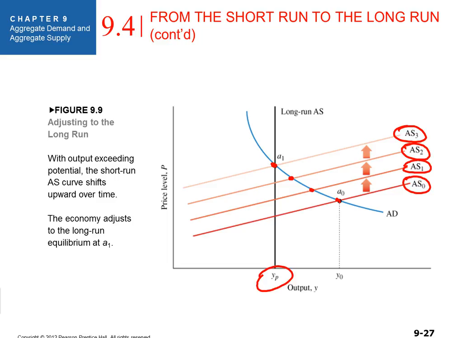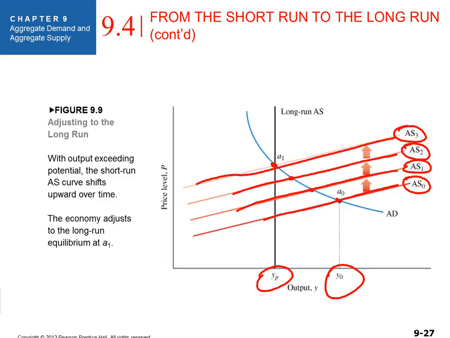So what this shows is that in the short run, we can be beyond full employment. But in the long run, our aggregate supply curves are going to continue to shift up to a point where we are back at equilibrium at A0.